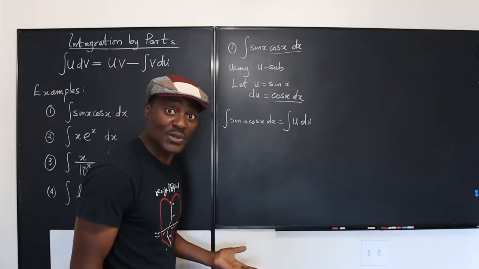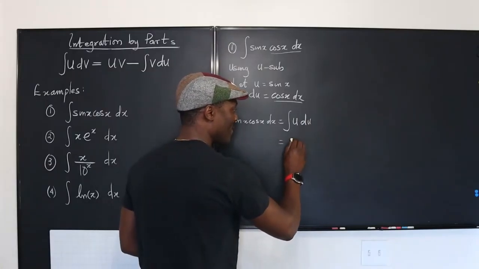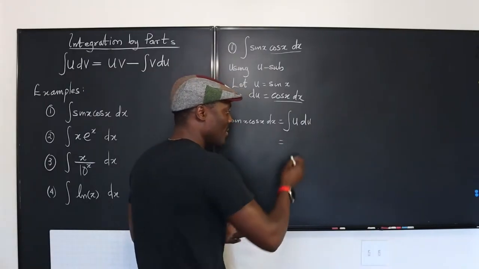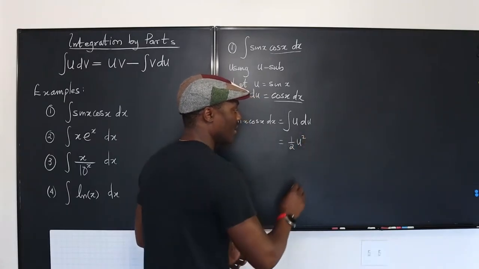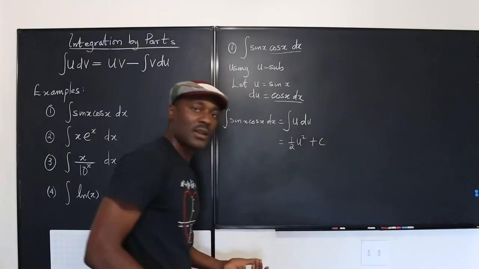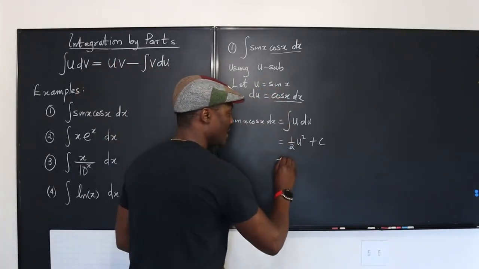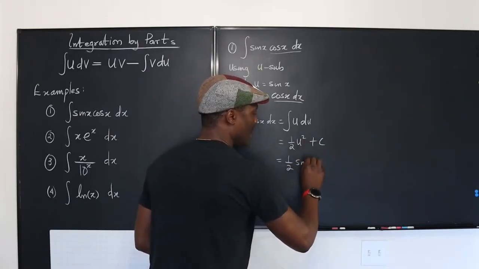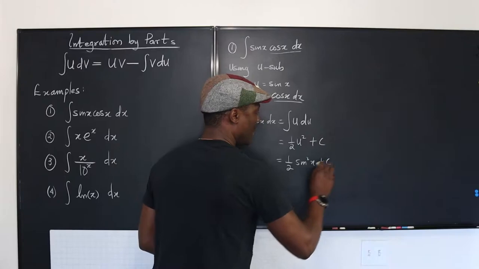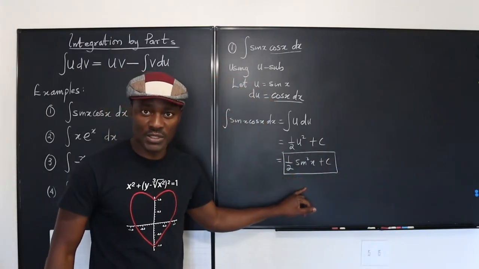That's what u substitution does, but that's not the focus of today, okay? So if you take the integral of u, it's going to be 1/2 of u squared plus c. Well, we're done. What is u? We said u was sine x. So we can easily go back and say it's 1/2 of sine x squared, which is sine squared x plus c. This is what you will get if you did u substitution.